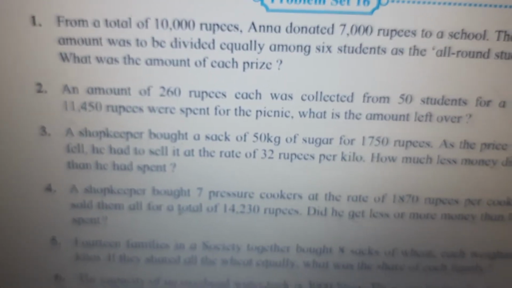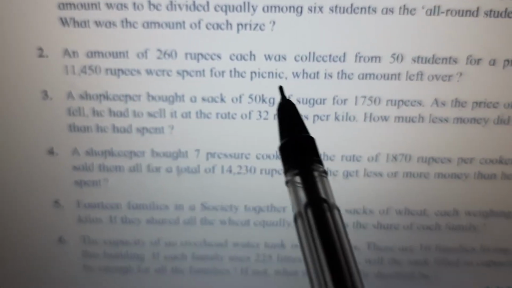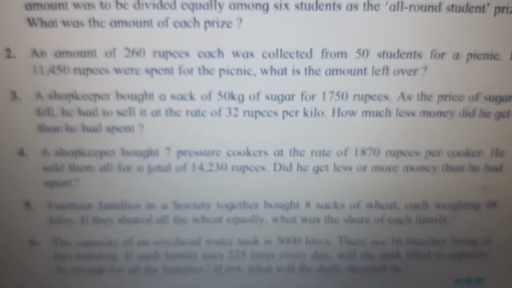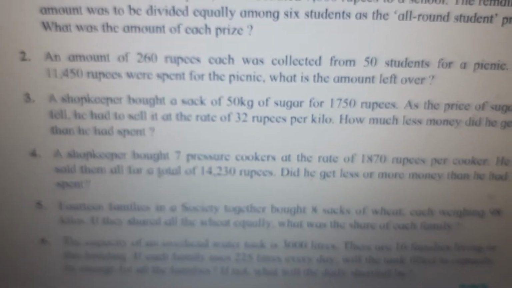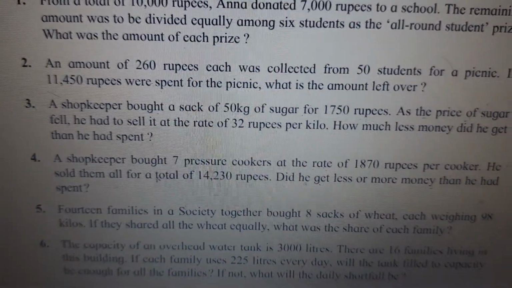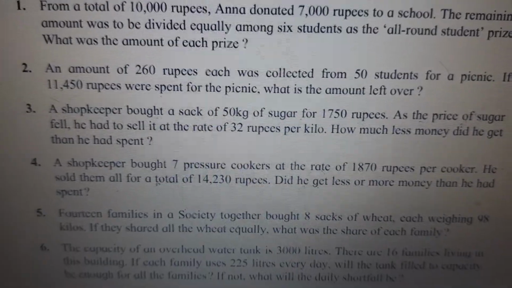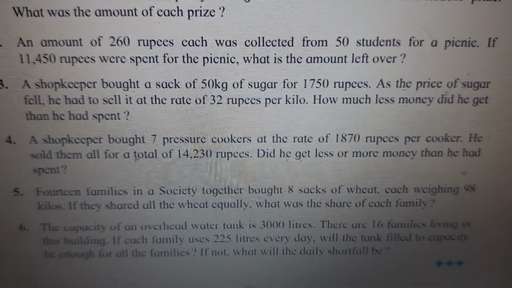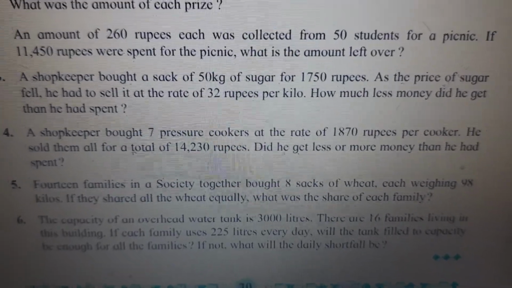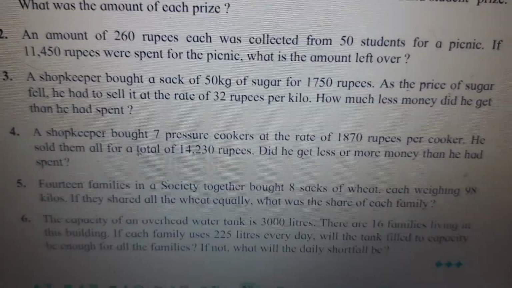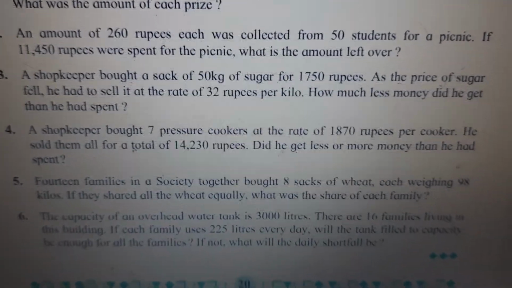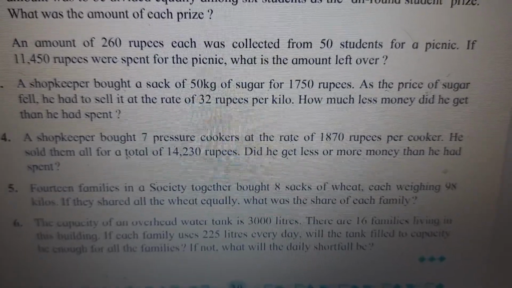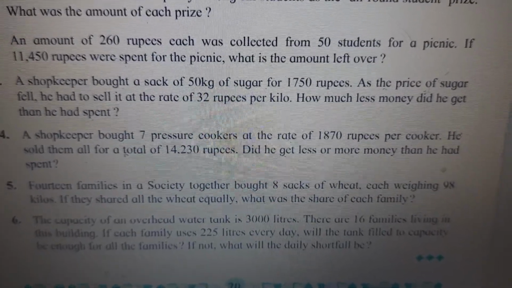Second sum, an amount of 260 rupees each was collected from 50 students for a picnic. If 11,450 rupees was spent for the picnic, what is the amount left over? So how much amount? 260 rupees was collected from 50 students. So directly they are not telling us the total amount. We will have to multiply. So total amount, that is 260 into 50. We will be getting the total amount collected.